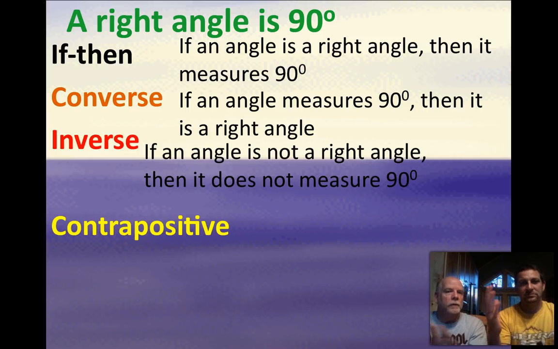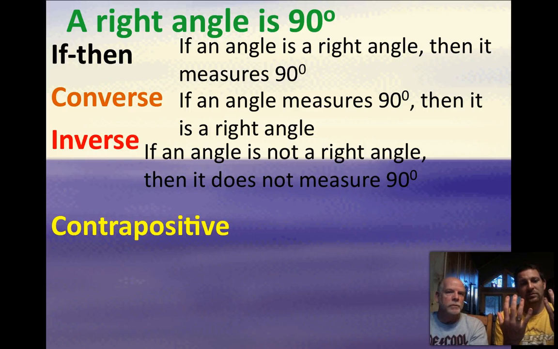Okay, for the inverse, remember, we're going to negate each one of them. So we go back to the original if-then, keep it in that order, but put nots in front of them. So if an angle is not a right angle, then it does not measure 90 degrees. Which is also true in this case.